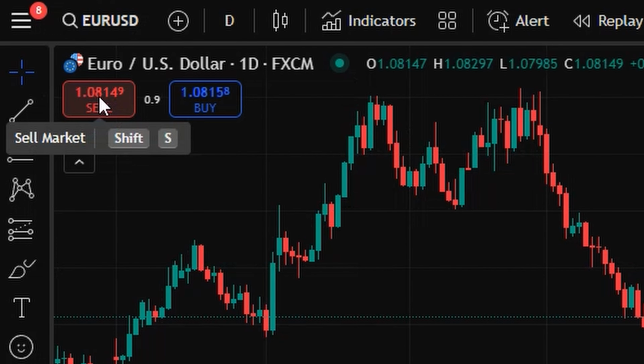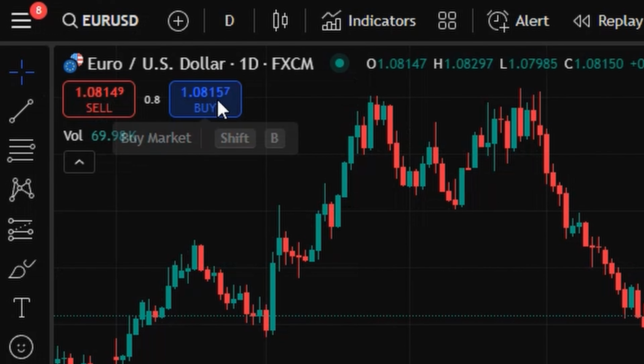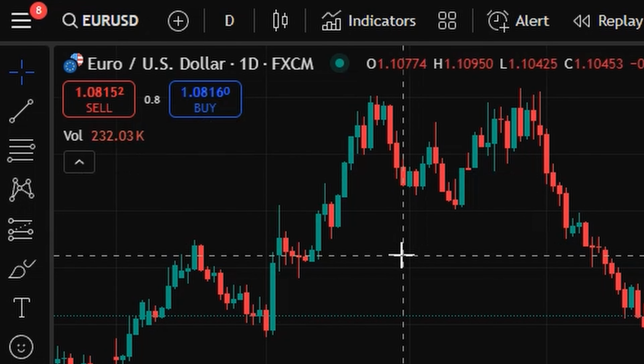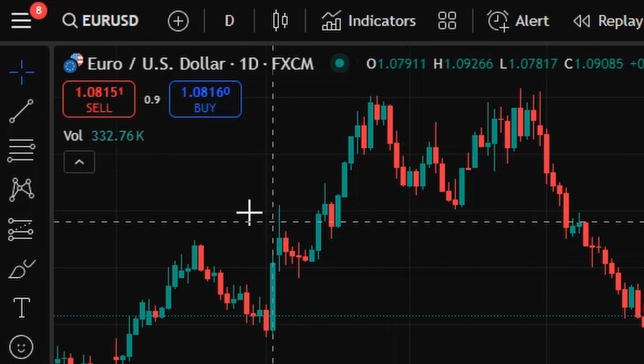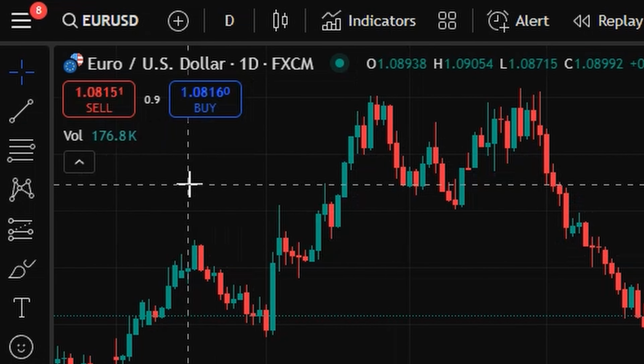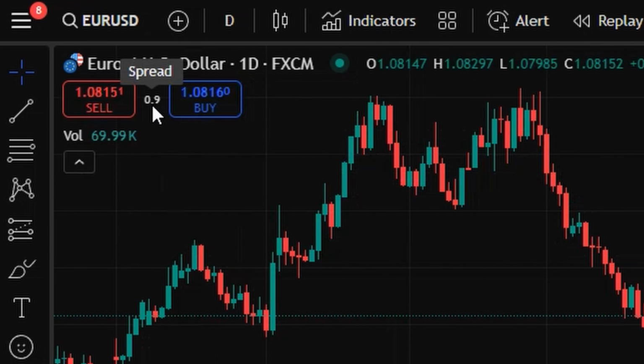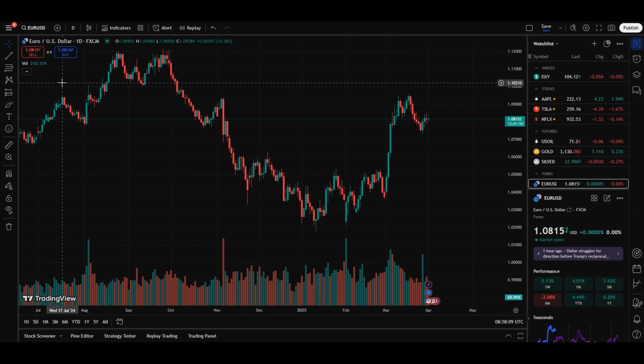The lower one, 1.08148, is the bid, and the higher one, 1.08157, is the ask. The spread is simply the difference between these two numbers. In this case, it's a 0.9 pip spread. This is the small cost you automatically pay every time you open a trade. Think of it like the broker service fee, but instead of paying it directly, it's hidden inside the prices you see.